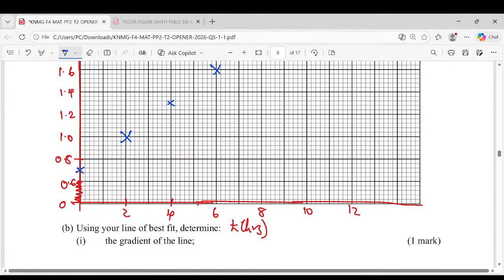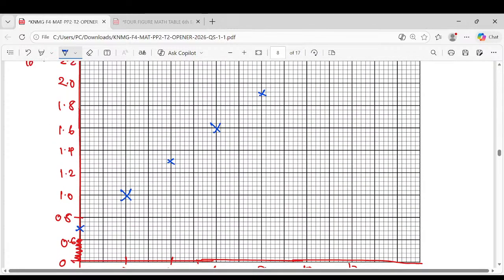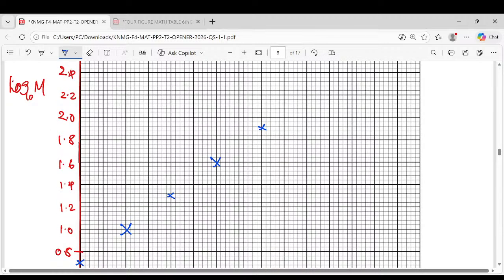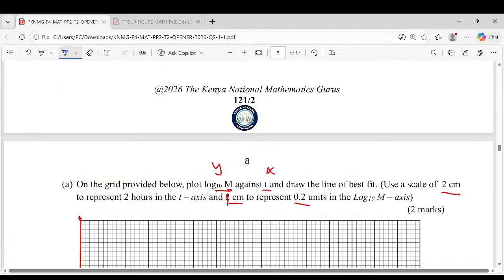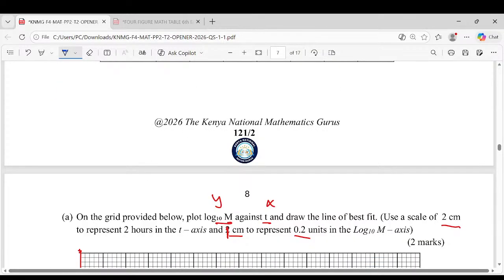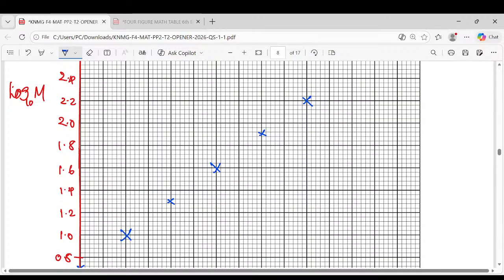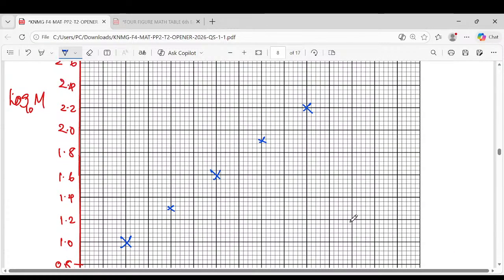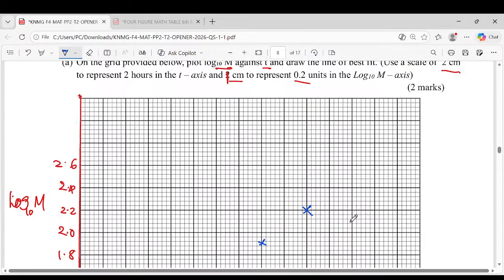Let us see. 10, 2.2 is here. Then we have 12, 2.5. 12 is here. Then we go to 2.5. 2.5 is there. Then once we are done with that, we were told to draw a line of best fit.